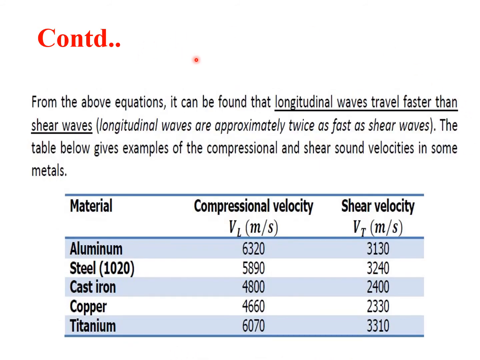From the above equations, we can determine that the longitudinal waves travel faster compared to the shear waves. The longitudinal waves have approximately twice the speed of the shear waves. The table below shows the different velocities, the compressional velocity, that is the longitudinal velocity, and the shear velocity. As you can see, the longitudinal velocity is approximately twice that of the shear velocity.